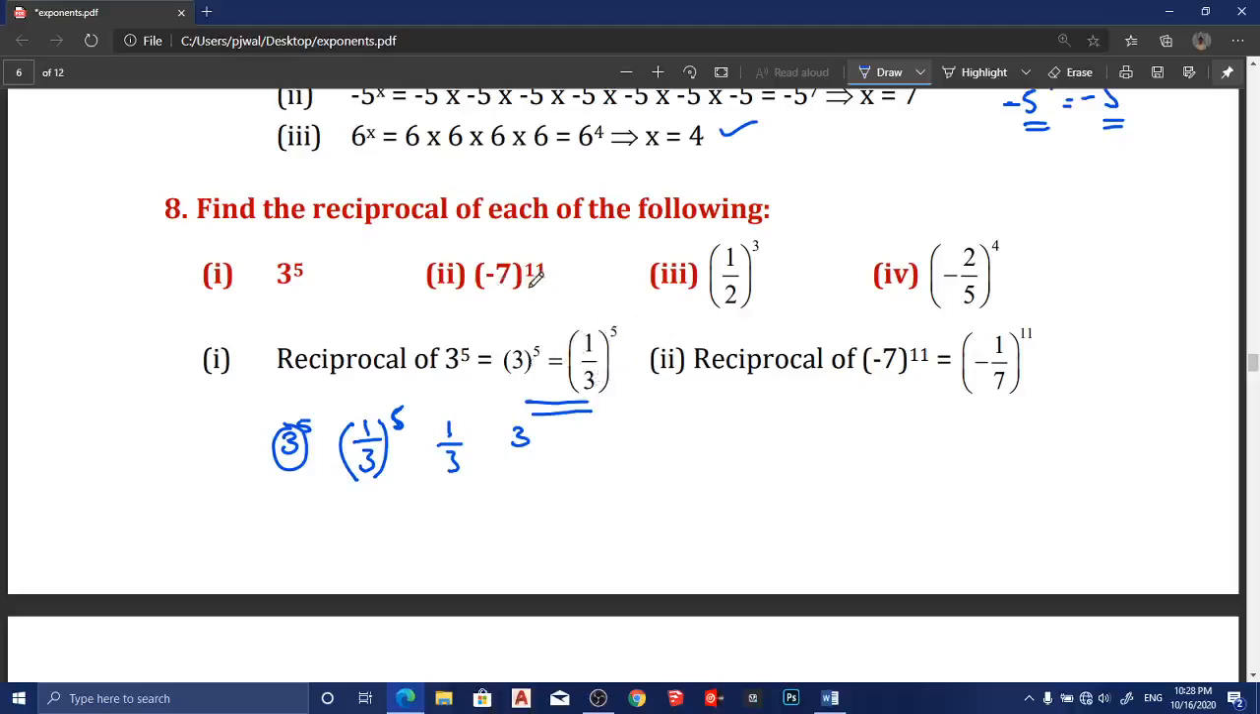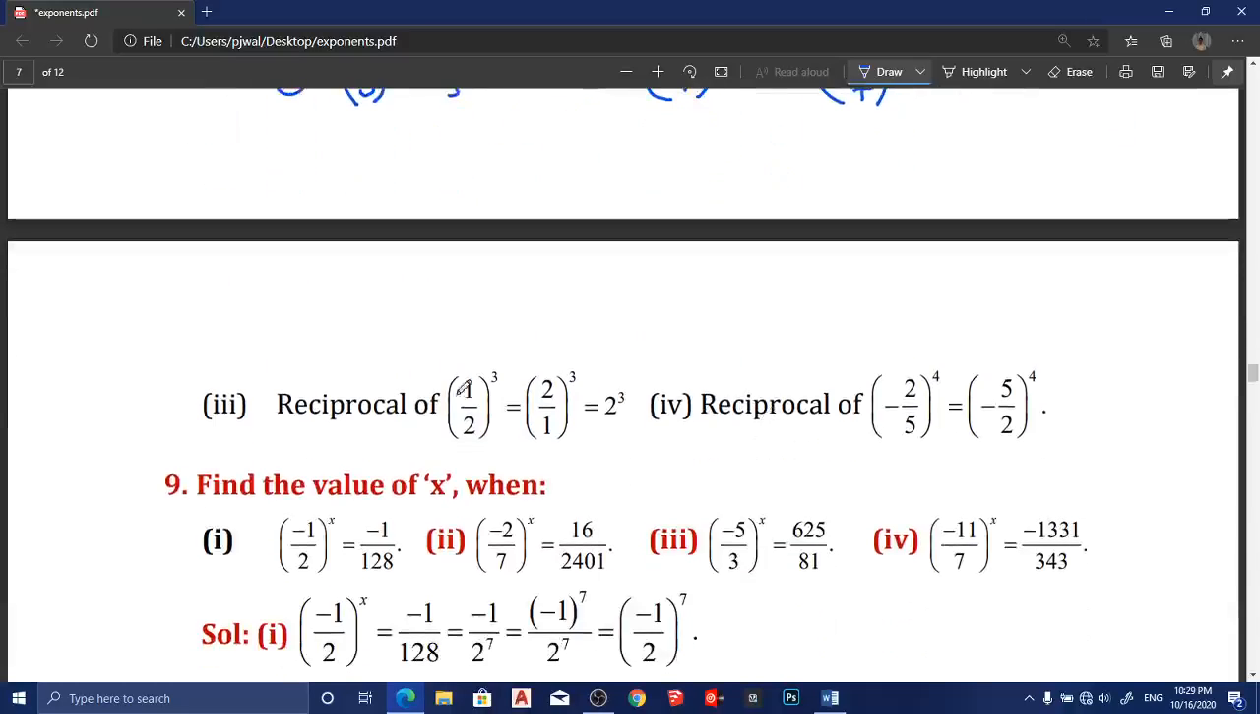Next, if you take minus 7 raised to the power of 11, what is the reciprocal of 7 here? First you write this, minus 1 by 7. Okay, now take the same power on this one. Simple, which is the reciprocal of minus 7 to the power of 11. Next, 1 by 2 raised to the power of 3.